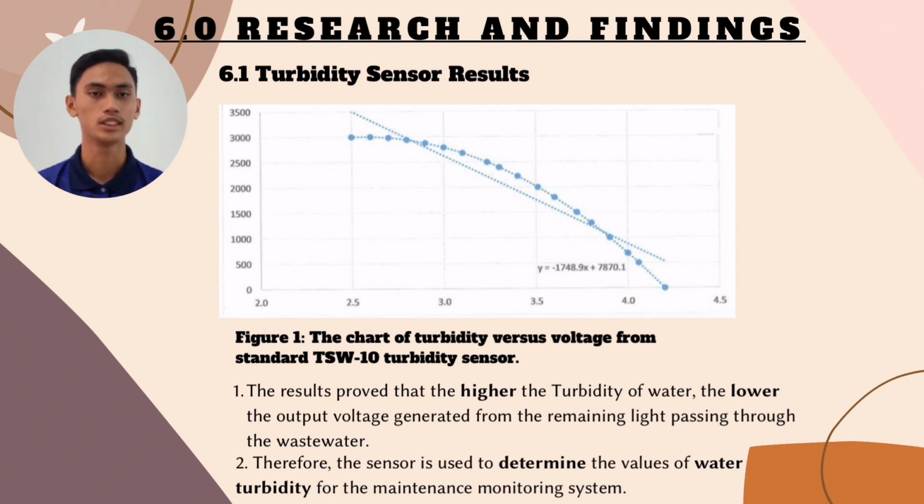Figure 1 shows the chart of turbidity versus voltage from the standard TSW10 turbidity sensor. The results prove that the higher the turbidity of water, the lower the output voltage generated from the remaining light passing through the wastewater. Therefore, the sensor is used to determine the values of water turbidity for the maintenance monitoring system.